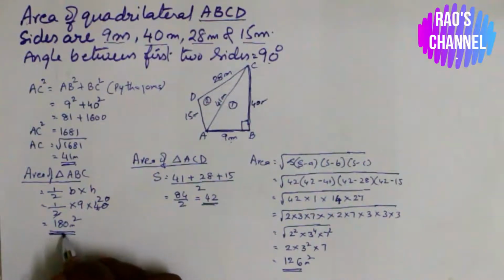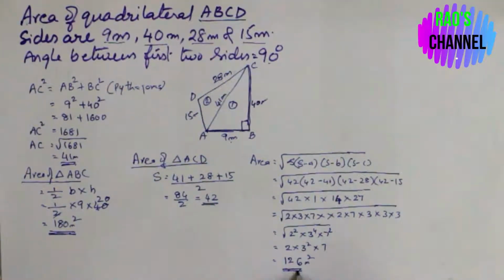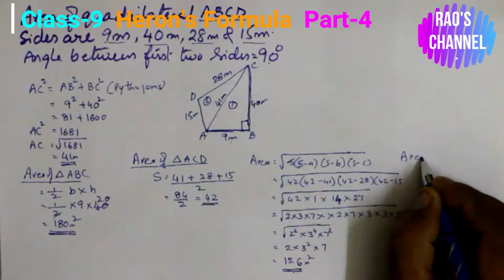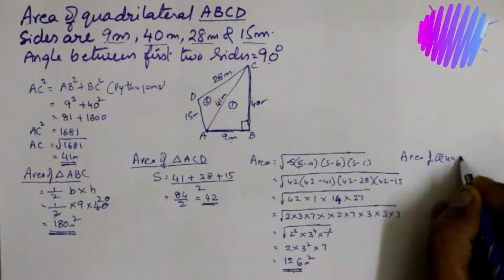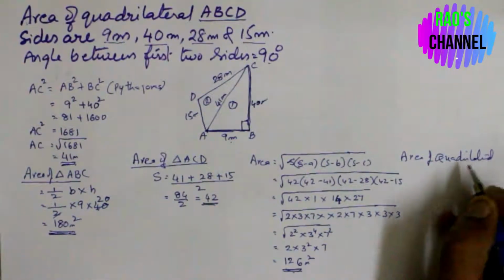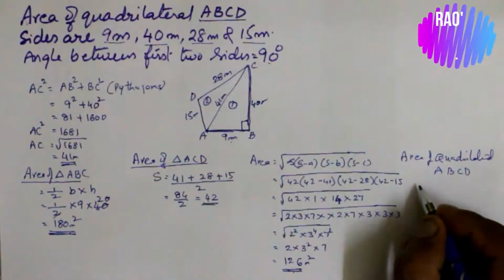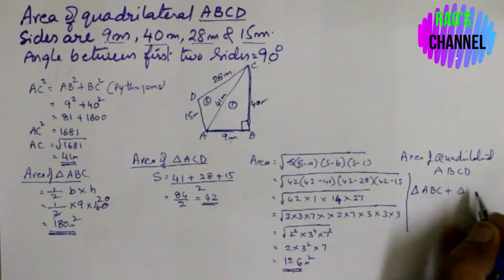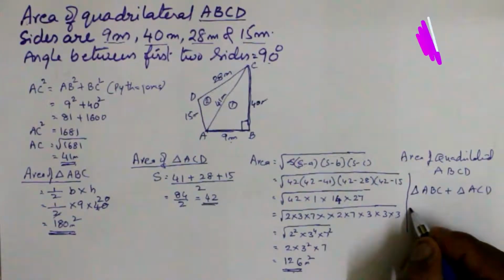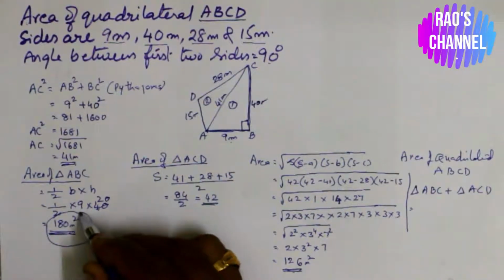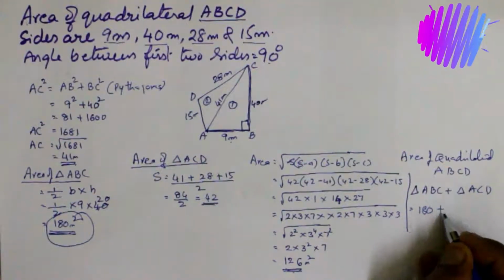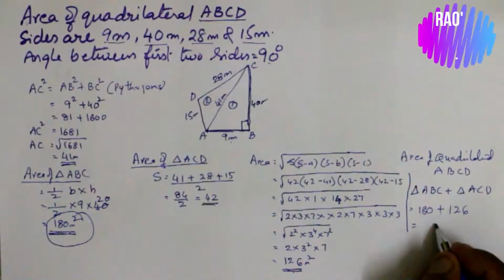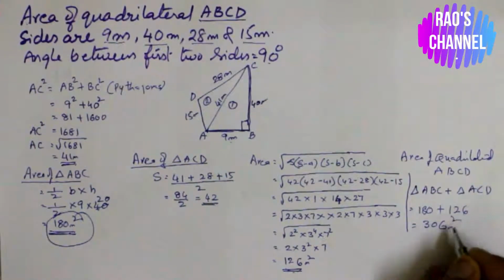Okay, and the area of the first triangle is 180 and the second triangle is 126. Finally we can write the area of quadrilateral ABCD, which is triangle ABC plus triangle ACD, the first one is 180 meter square and the latter is 126. Together we get 306 meter square.